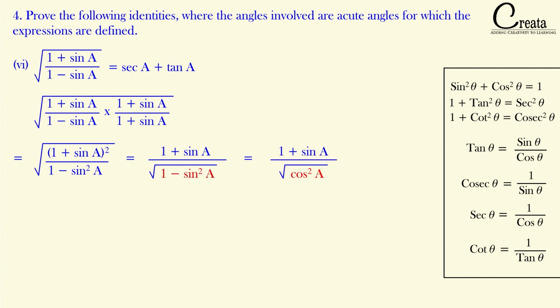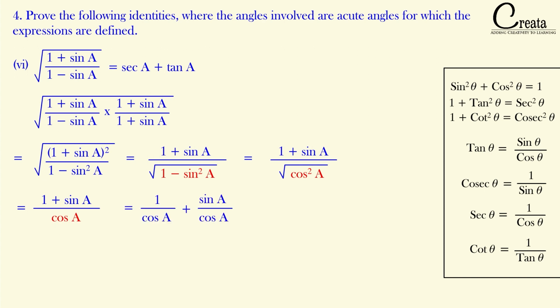It will be cos square A. How? We have simply used the first trigonometric identity formula, that is sine square A plus cos square A is equal to 1. So we got cos square A as 1 minus sine square A. So we have replaced 1 minus sine square A with cos square A. In the denominator also, let's take the term out of the root. Here the square and the root will cancel out. We got 1 plus sine A upon cos A.